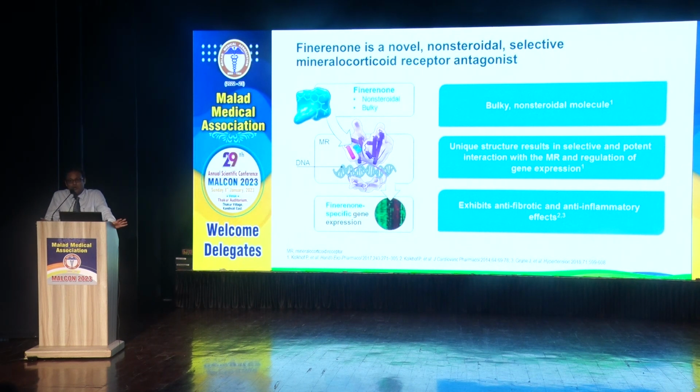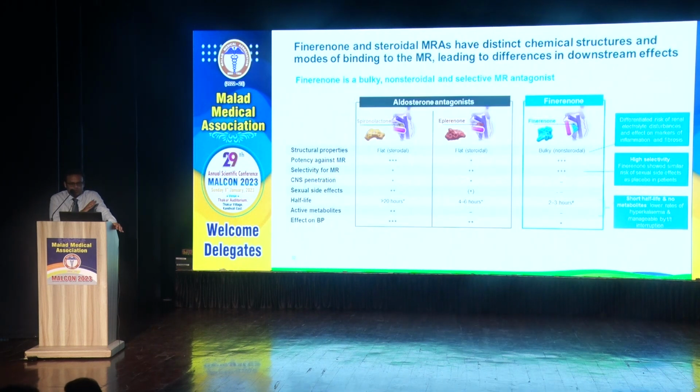So it's a novel, non-steroidal agent. This is similar to spironolactone, but spironolactone and eplerenone are steroidal molecules. This is a non-steroidal molecule, and it's a very selective mineralocorticoid receptor antagonist. Just to compare the three agents in a similar class, in terms of potency against the mineralocorticoid receptor, it's a very selective agent.